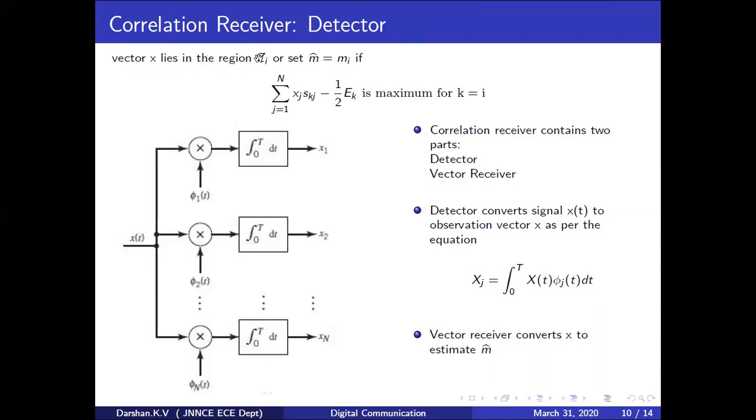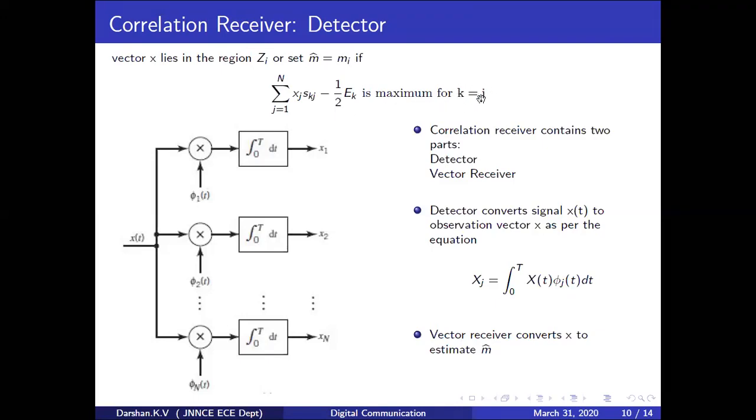If you are unable to understand this, what the receiver is intending to say is: set m cap equal to mi. The receiver is estimating that a message mi was transmitted if this metric is maximum. For k equal to i, for which particular message this metric is maximum, that message is being transmitted. That is the meaning of this statement.